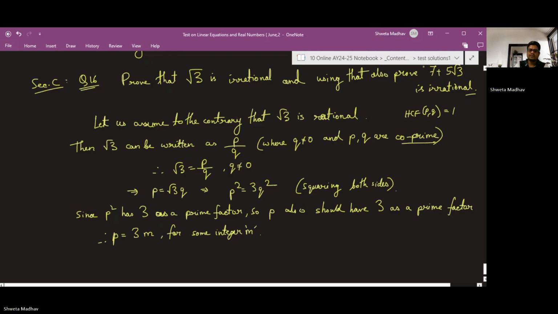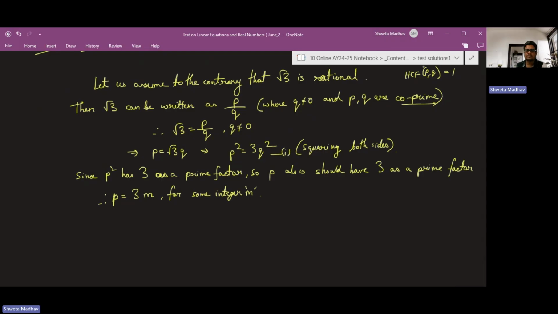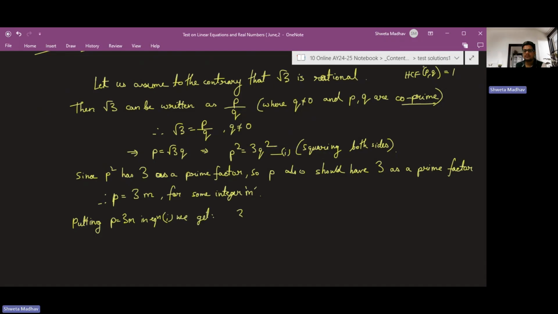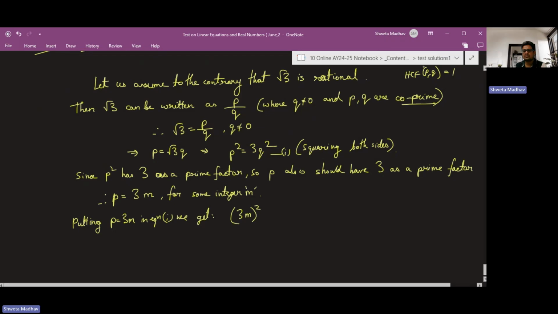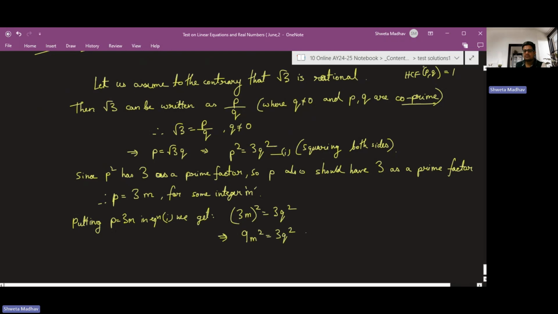Now if we put p equal to 3m in equation 1, we get 3m whole square equal to 3q square. So it means that 9m square will be equal to 3q square. So it means that q square is equal to 3m square. So this is our equation 2.